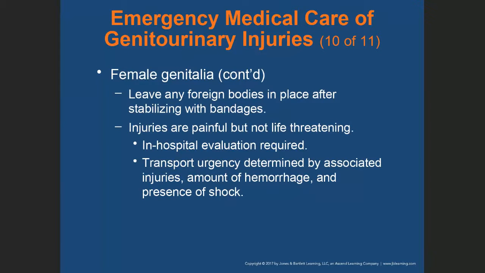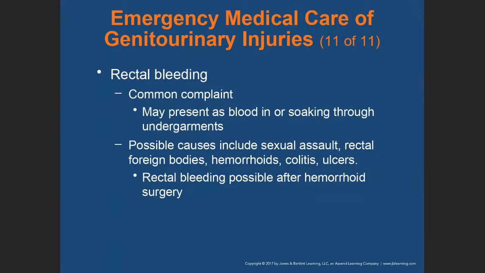Transport urgency is going to be determined by associated injuries, the amount of blood loss, and whether or not your patient is showing signs and symptoms of shock. Rectal bleeding is a common complaint and may present as blood in or soaking through undergarments. Possible causes include sexual assault, rectal foreign bodies, hemorrhoids, colitis, and ulcers. Rectal bleeding is possible after hemorrhoid surgery.